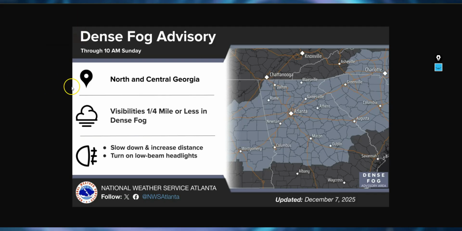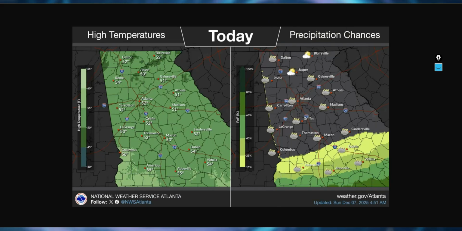As far as the local area goes this morning, we've got a dense fog advisory for northern and central Georgia, and you see the other areas in the south. Visibility is a quarter mile or less in dense fog. So slow down, guys, and turn on your low beam headlights, right?